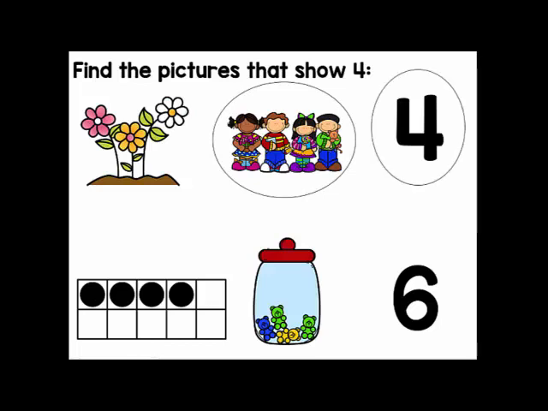This is also number 4. How many counters can you see on the tens frame? 1, 2, 3, 4. There are 4 counters on the tens frame. So we will circle number 4. How many gummy bears can you see? 1, 2, 3, 4. There are 4 gummy bears. So we have 4 children, the number 4, 4 counters on the tens frame, and 4 gummy bears in the jar.